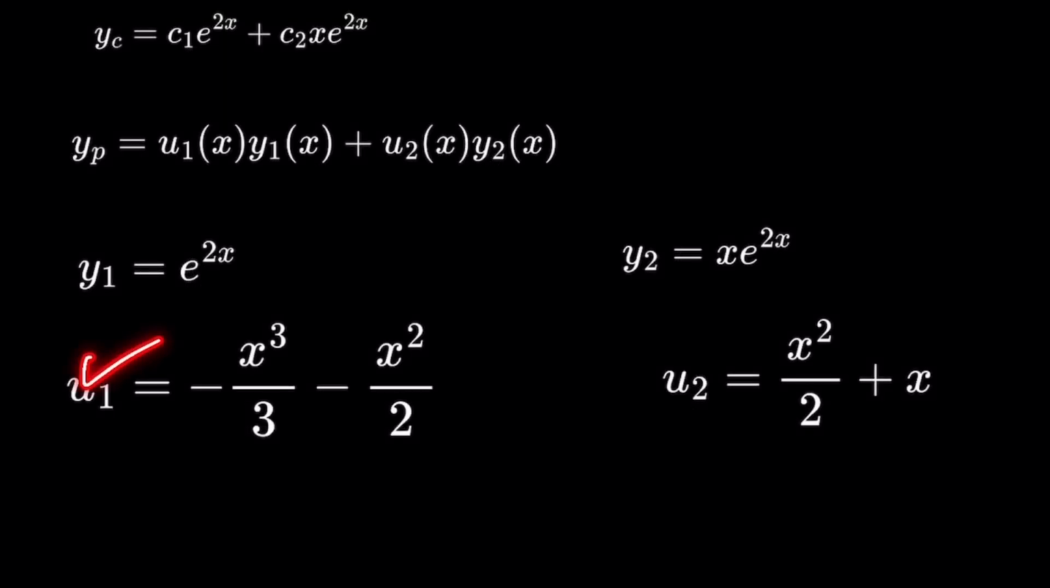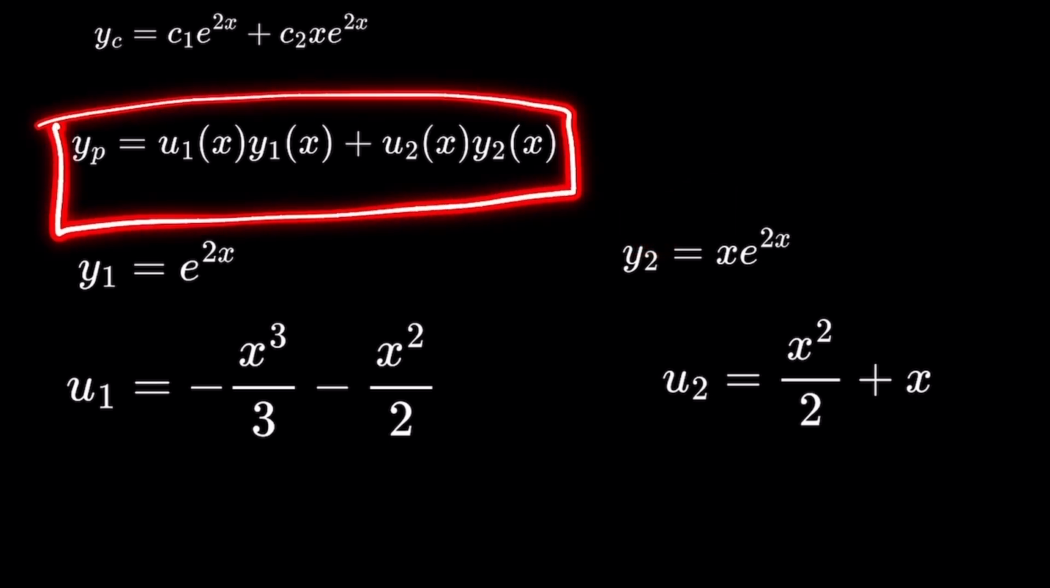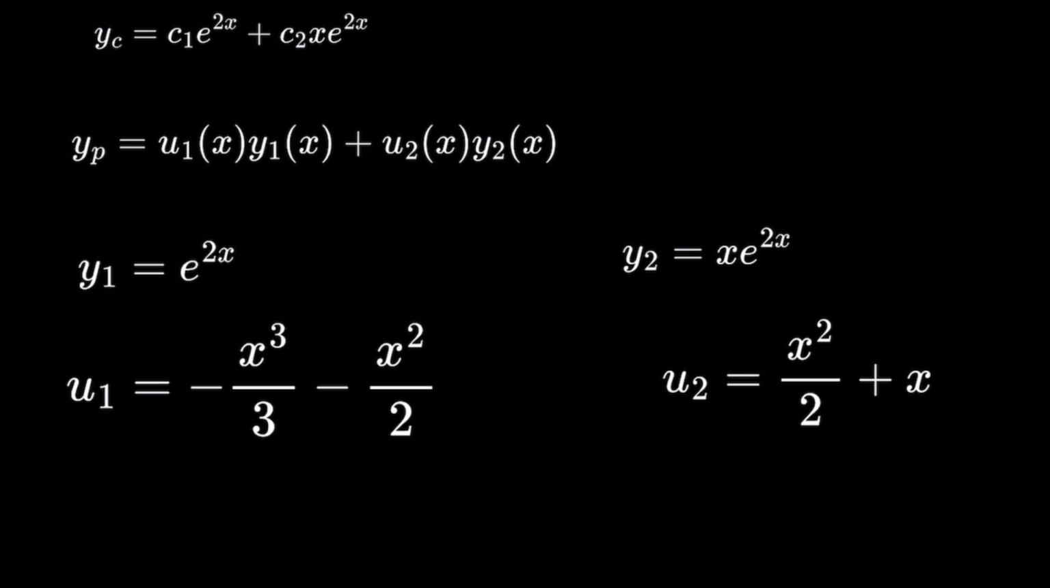Now that we have found the values of u1 and u2, and we already know the values of y1 and y2, let's substitute them back into the particular solution equation here. And let's write our final expression.